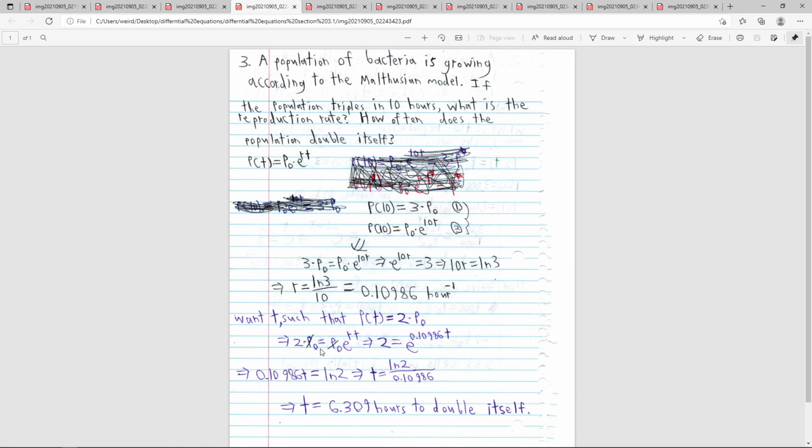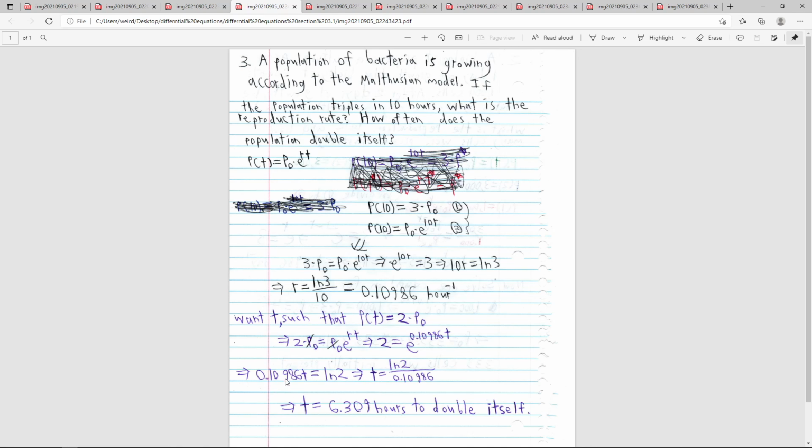So 2 times P0 is equal to P0 times e to the RT, and we cancel out P0 on both sides. Because we know what R is, but first we set it up, so we'll plug in R when we're ready. So P of t equals 2 times P0, and that's equal to, in general, P of t is equal to P0 times e to the RT. So 2 times P0 equals P0 times e to the RT. P0 cancels, so we get 2 equals e to the RT, and R is substituted in.